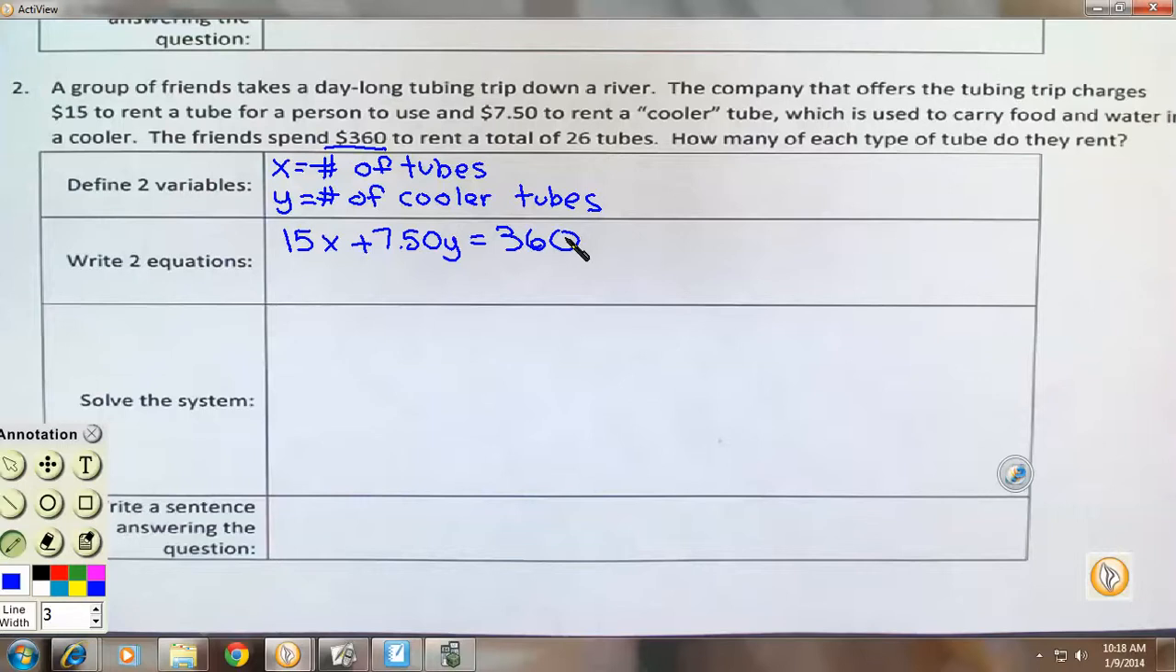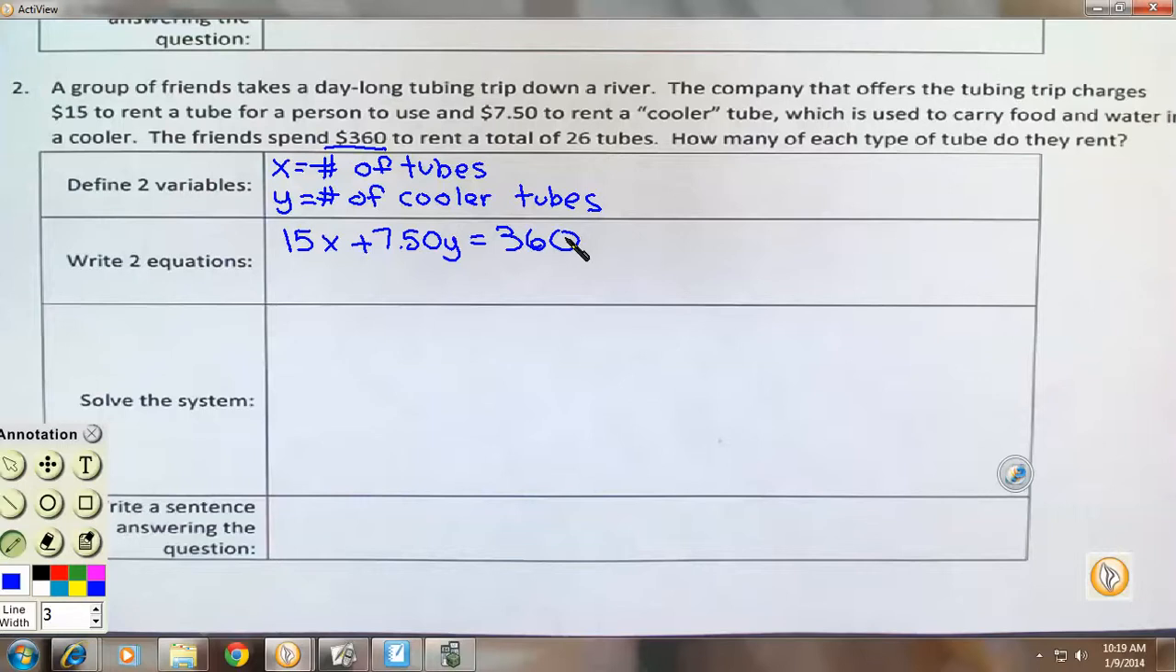Let me ask you. How many types of tubes did they rent? Two types. Some are regular and some are the cooler tubes. Thoughts on an equation? Like 26 minus X equals Y? That would work. Yes, that definitely will work.